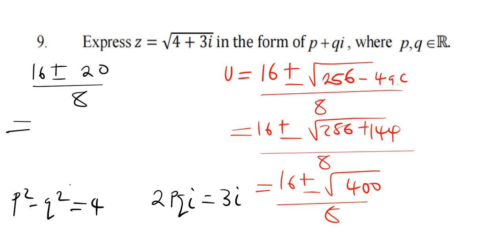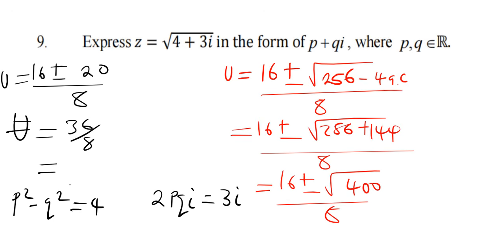Okay, so those are the values of u. u is equal to that and that. So the first u is equal to, in this case, what are the values of u? u will be equal to 16 plus 20 divided by 8. 16 plus 20, that is 36. 36 divided by 8, so we're going to have 36 divided by 8.